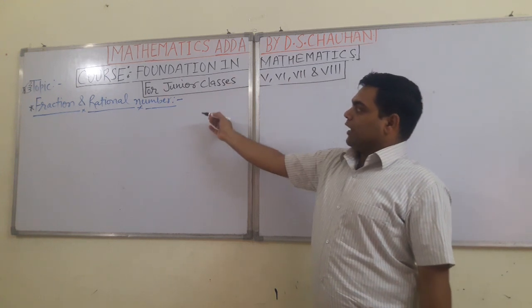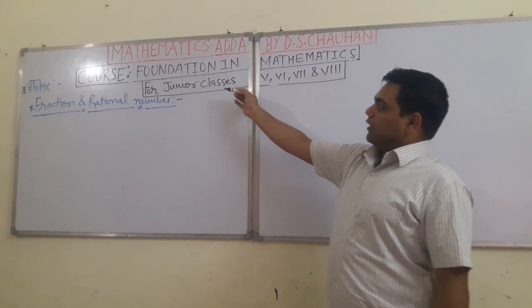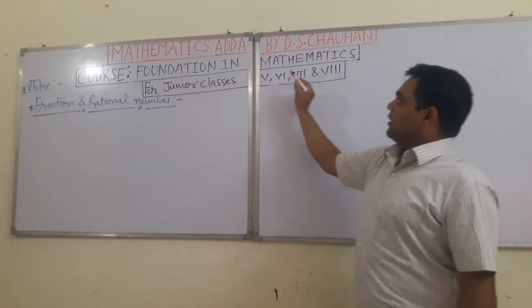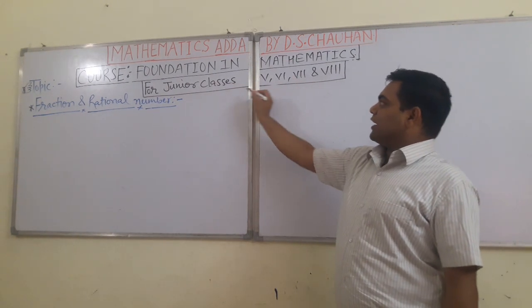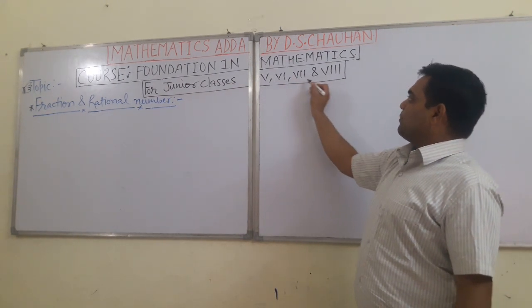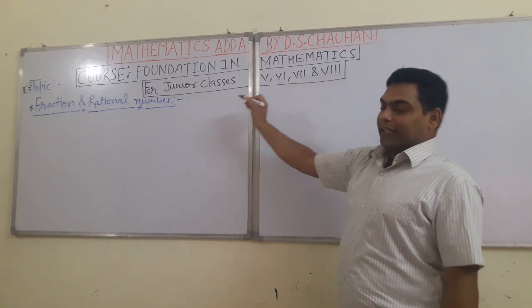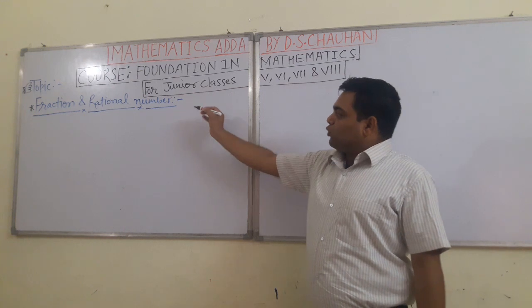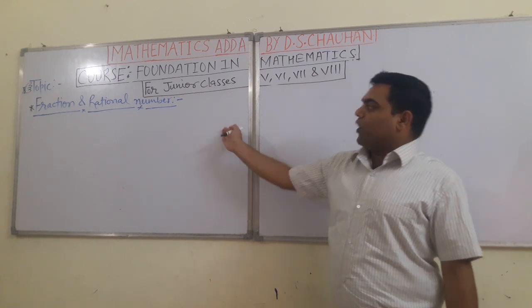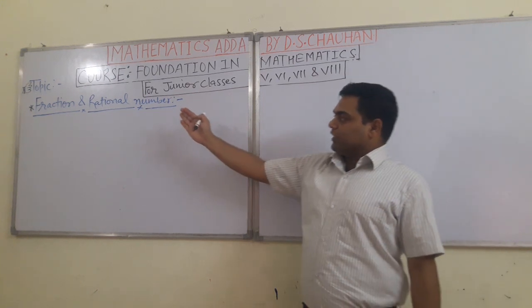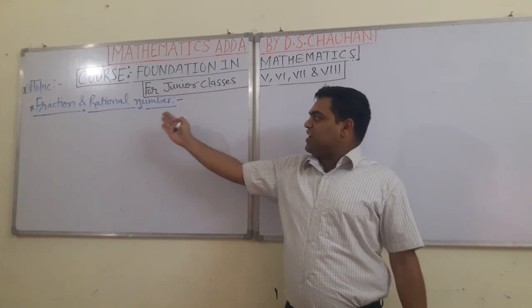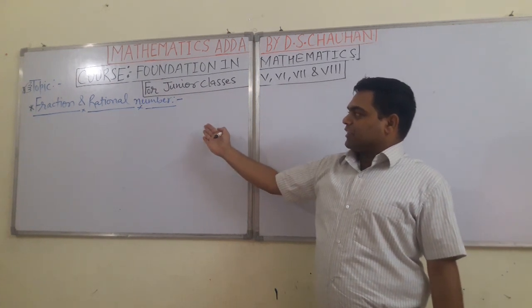Students, today here I am with the second lecture for the course Foundation in Mathematics for junior classes like 5th, 6th, 7th and 8th standard students. Students, today I am going to discuss a very important topic in front of you. The name of the topic is fraction and rational numbers.